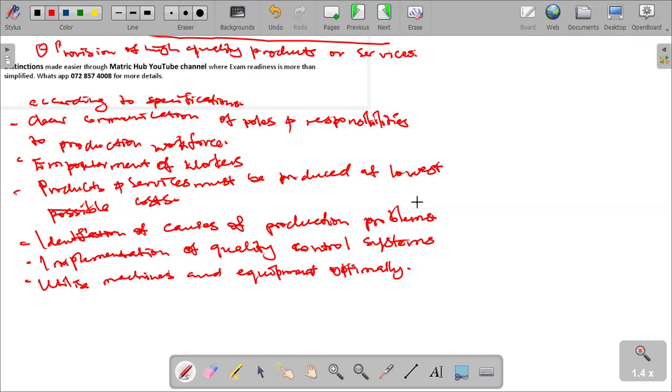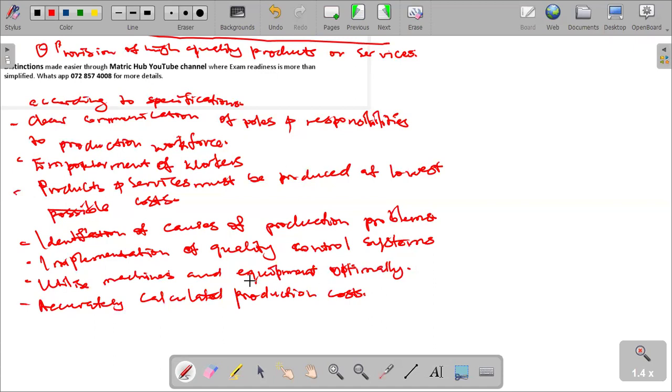We can also talk about accurately calculated production costs. The costs that have been incurred in production must be correct and well balanced. That is quite correct and quite important.